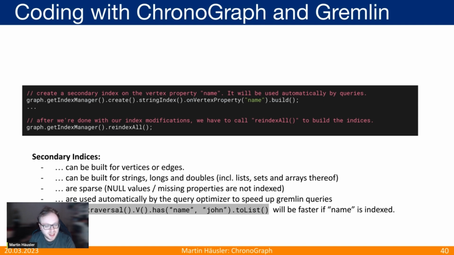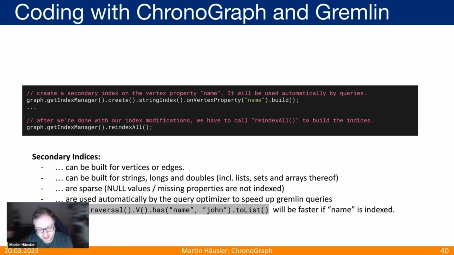And these indices, they are sparse. So if a vertex does not have the property name, for example, then it will not show up in this index. This was done to conserve space mostly. And also, since we don't know the schema of the data in advance, there is no way of telling how many null values you're going to have. So we are just not indexing missing properties and null values at all, simply to save space in the index.